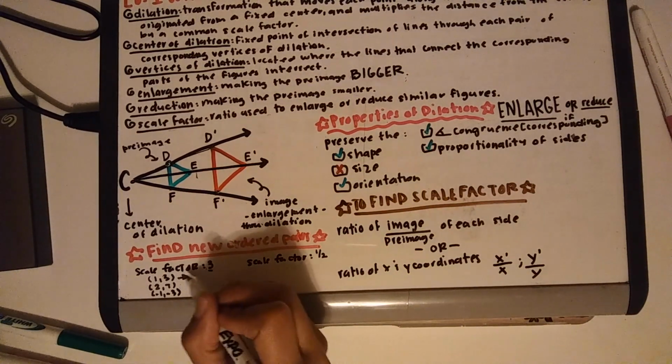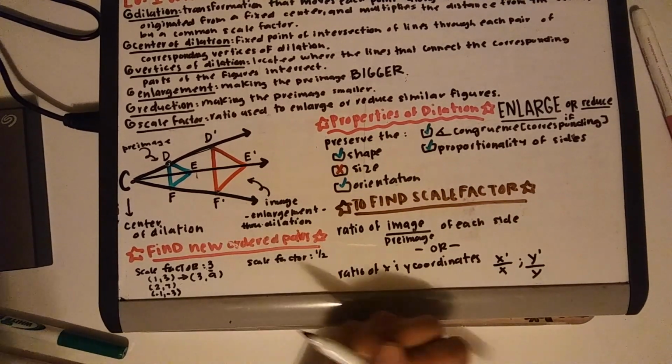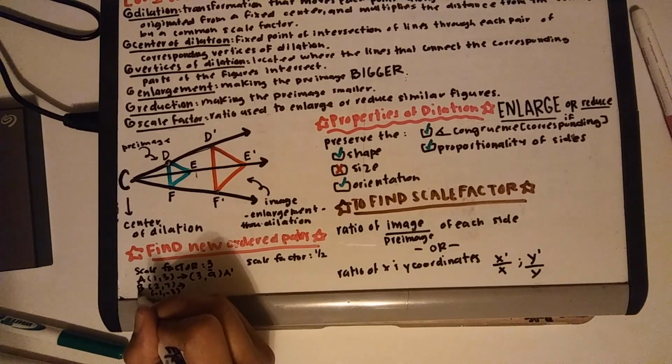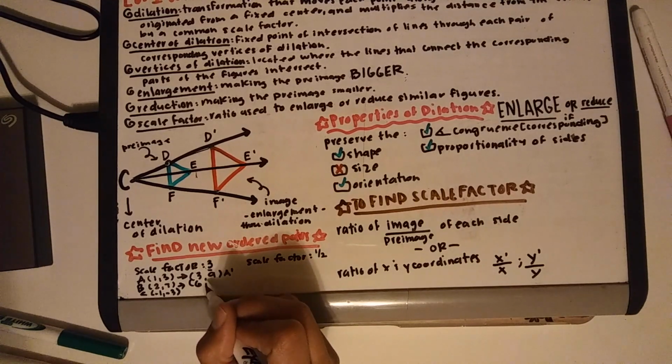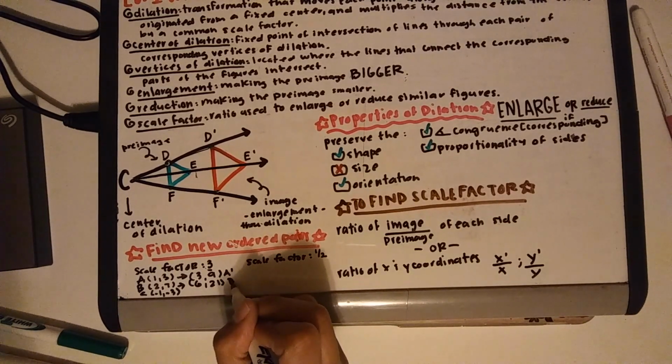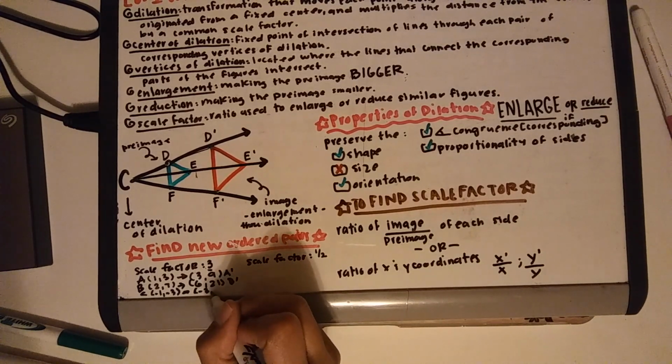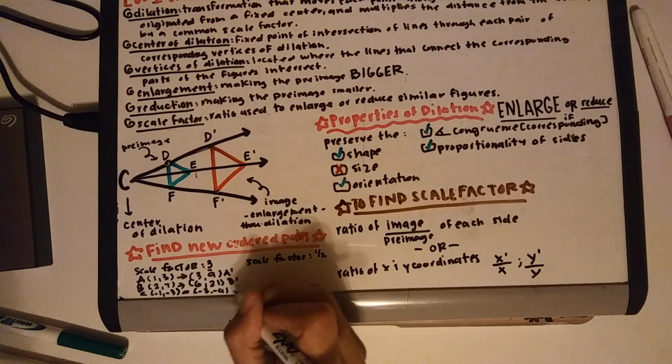So then 3 times 1 is 3, and 3 times 3 is 9. So that's my new one. Let's just call that A, and this is going to be A prime, and then call it B and C. 2 times 3 is 6. 7 times 3 is 21, so that will be my B prime. And then lastly, I have negative 1 times 3, that's negative 3, comma, negative 3 times 3 is negative 9, and that will be my C prime.